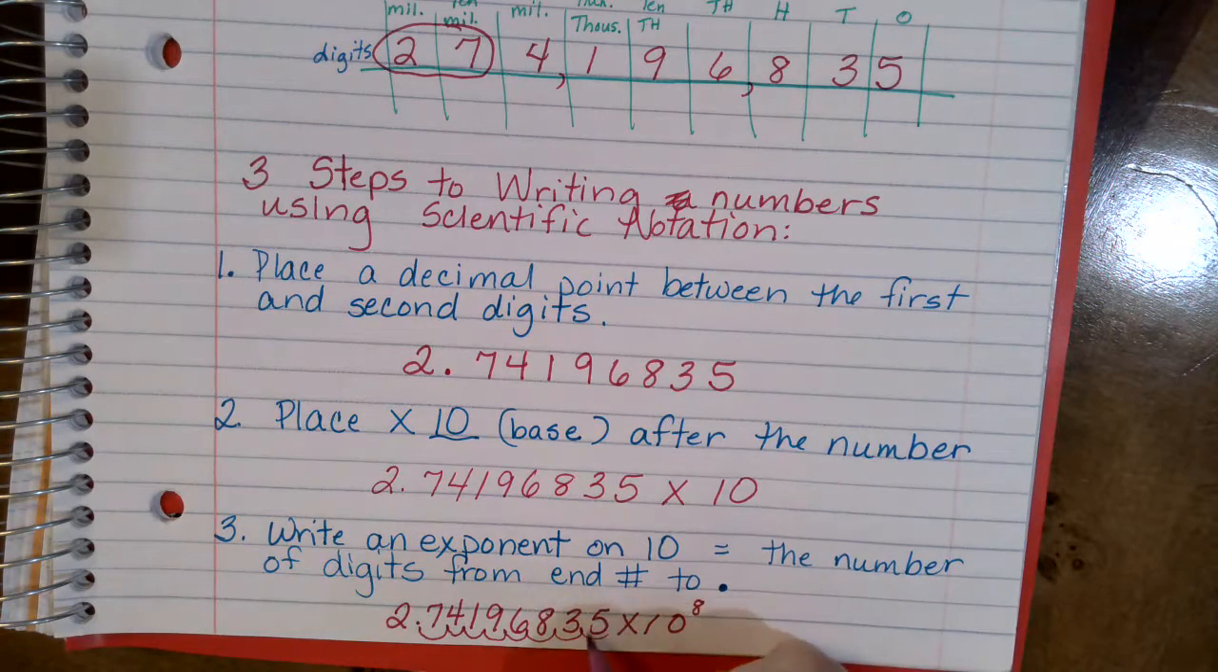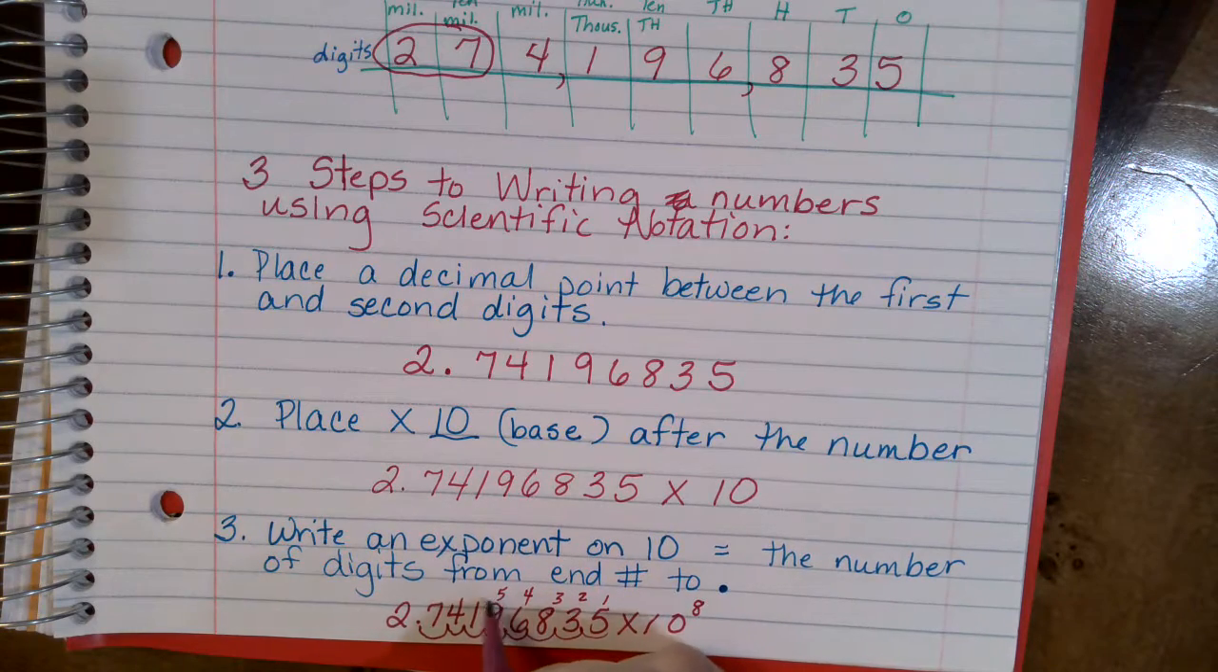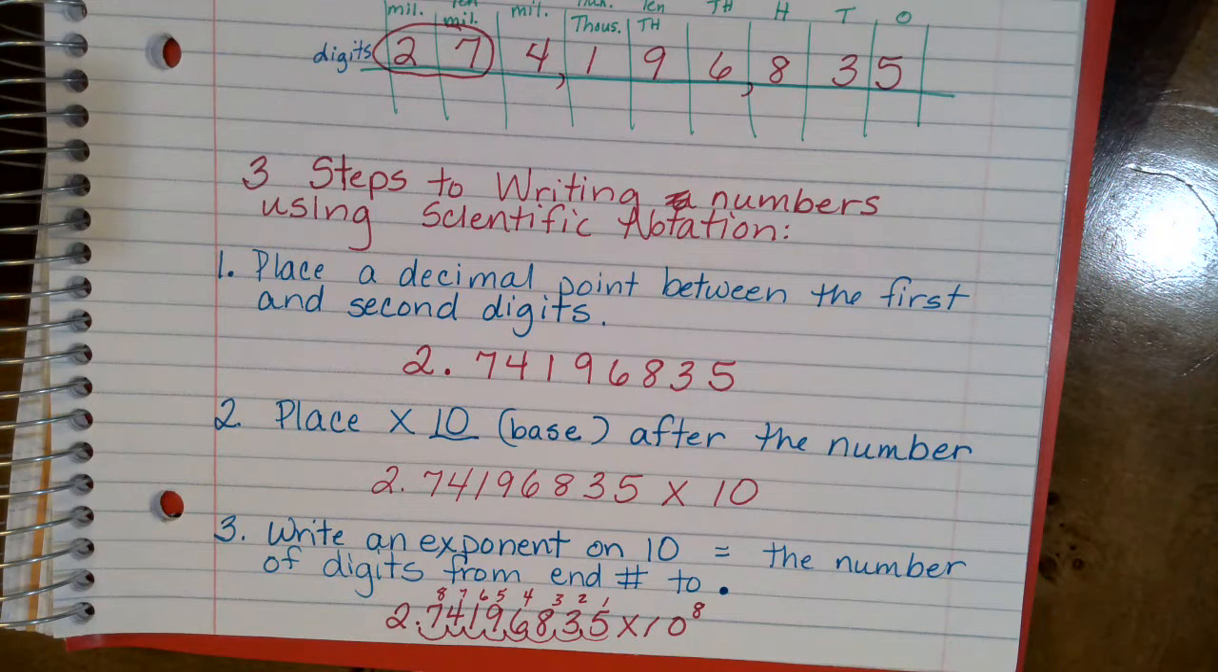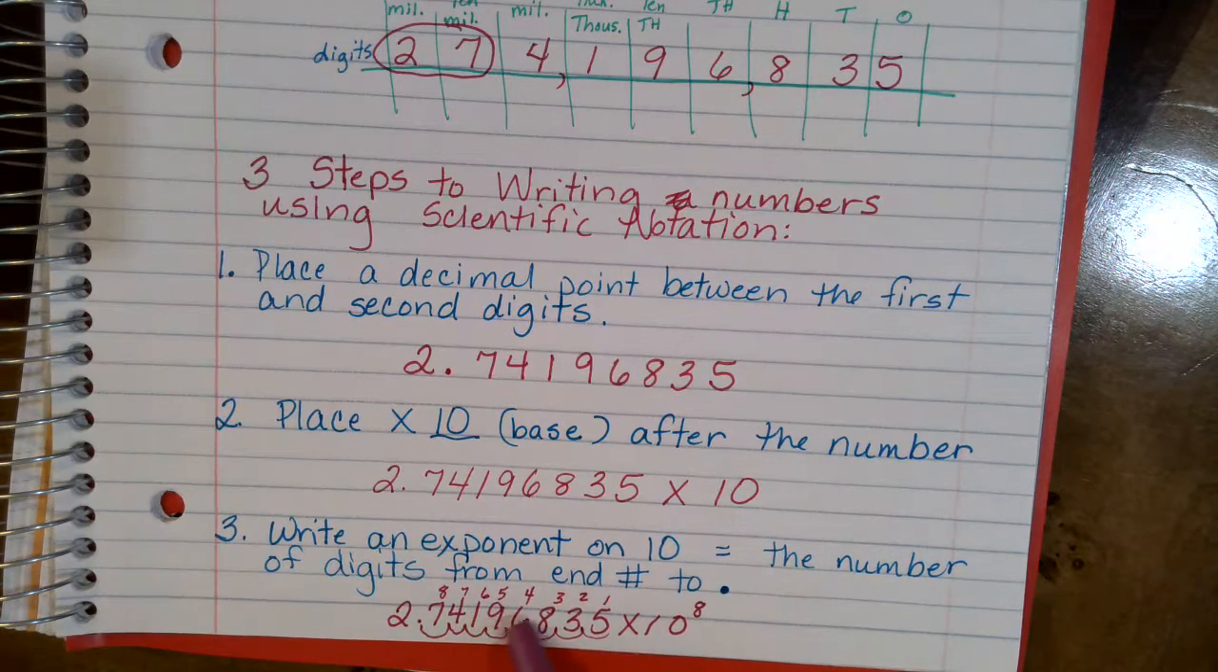Do you see that? 1, 2, 3, 4, 5, 6, 7, 8. We moved it 8 places. Each one of those is times 10. So every time we multiply by 10, we can move the decimal one place to the right.